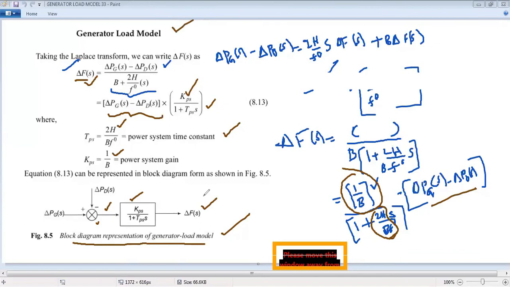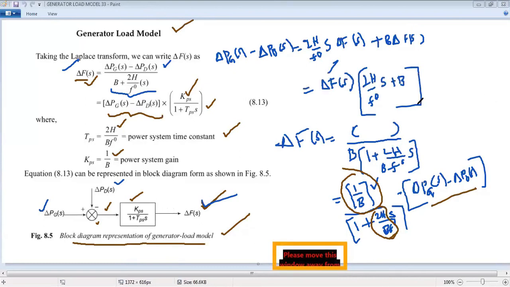So finally we got the relation between the change in the frequency delta f of s as a result of the change in the generation delta Pg of s when the load changes by delta Pd. So this is the block diagram representation of the generator load model.